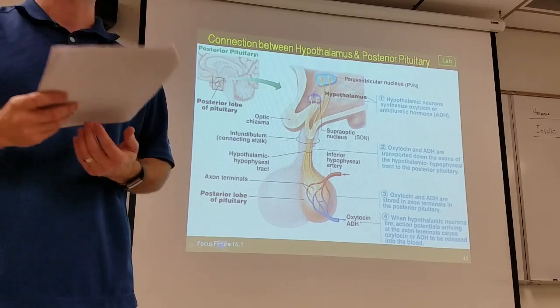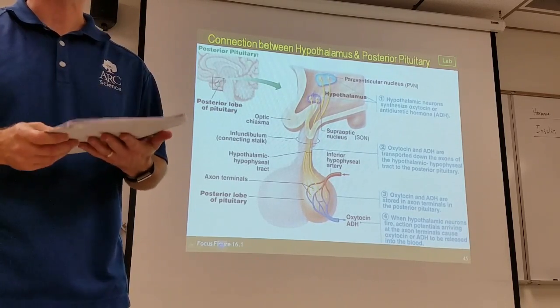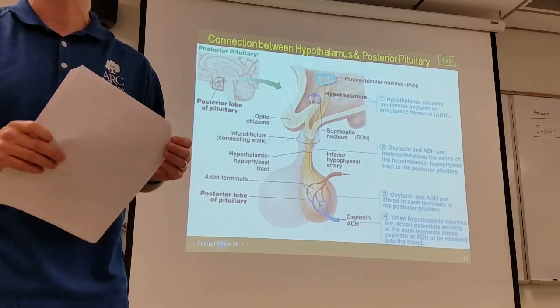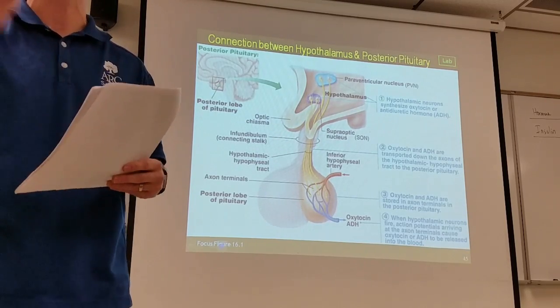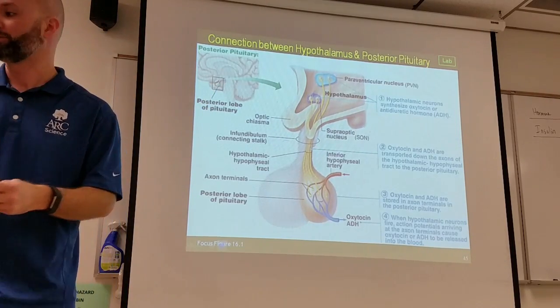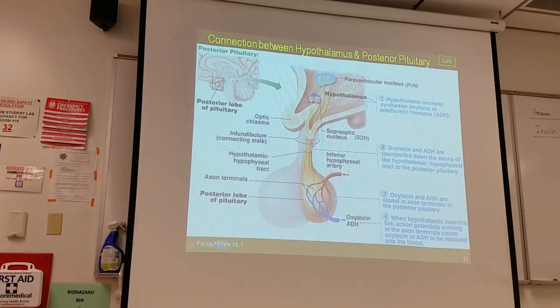So what's the action? We've got the stimulus, we've got the target. What's the hormone action? What happens to the uterus? Right? Uterine contractions for childbirth or parturition.